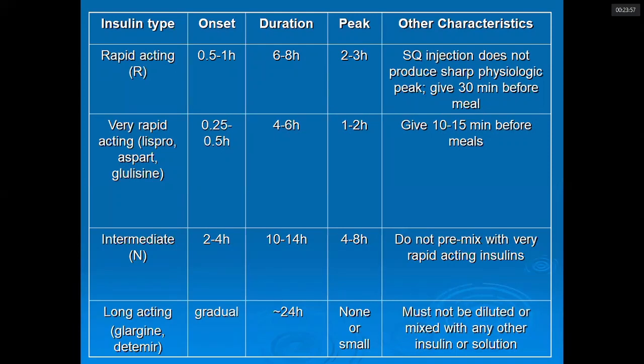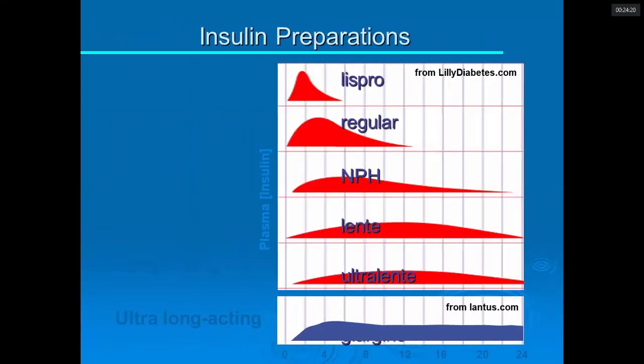The long acting insulins are gradual, such as glargine and detemir. They are gradual, rising within 15 minutes, and they continue for 24 hours, and there is no peak, peakless, and they must not be diluted or mixed with any other insulin or solution. This shows the graphs: lispro, how it rises and how it falls, how many hours; regular is more, NPH and lente, then ultralente, and then we have glargine and basal insulin.